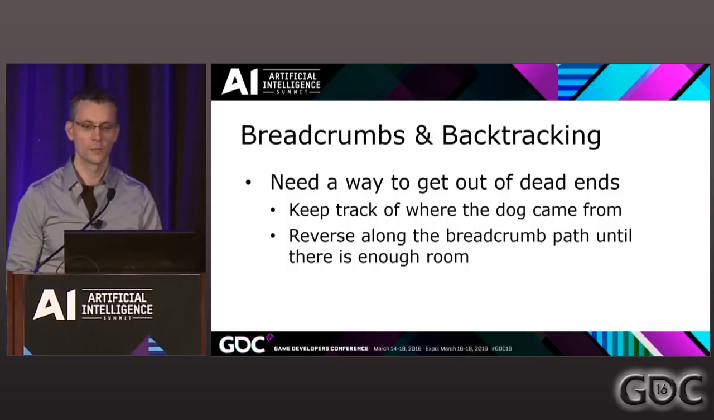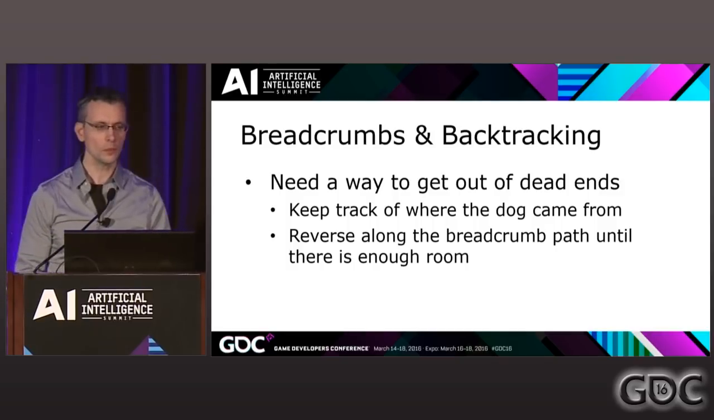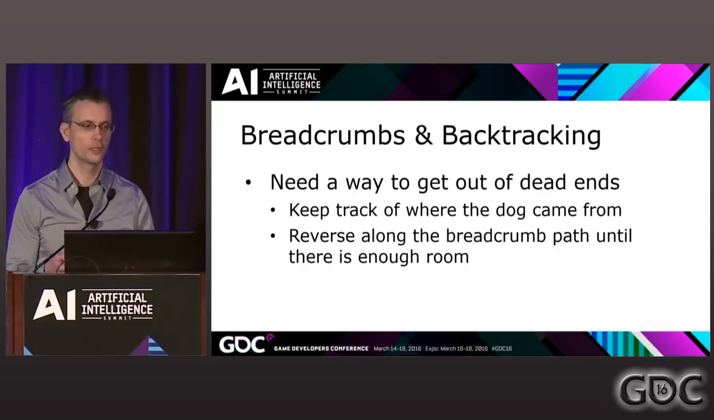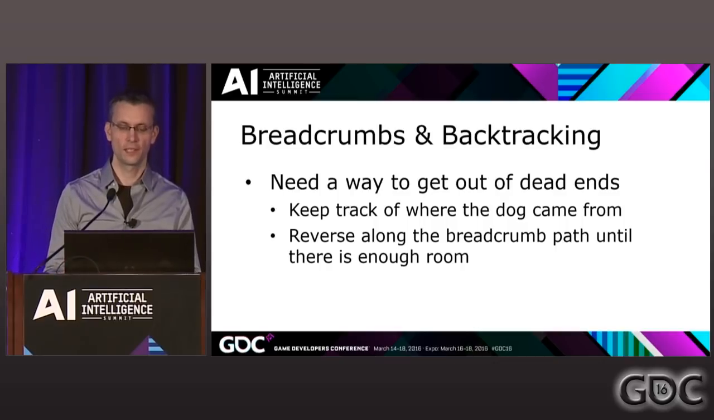Finally, we got breadcrumbs and backtracking. So when the dog is out moving, because it can move into areas that are narrower than the dog is wide, it may find itself in an area where it cannot turn around.